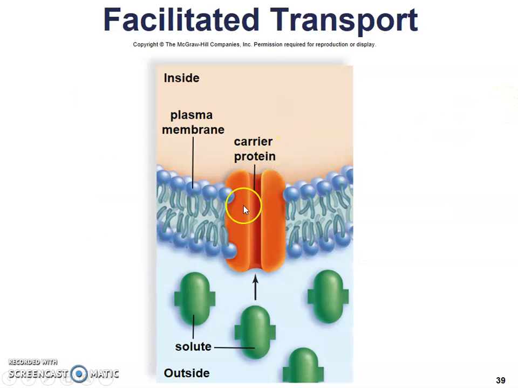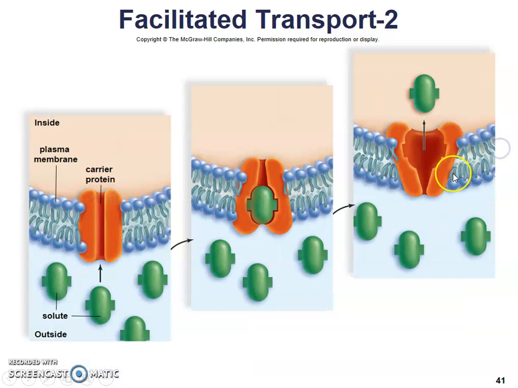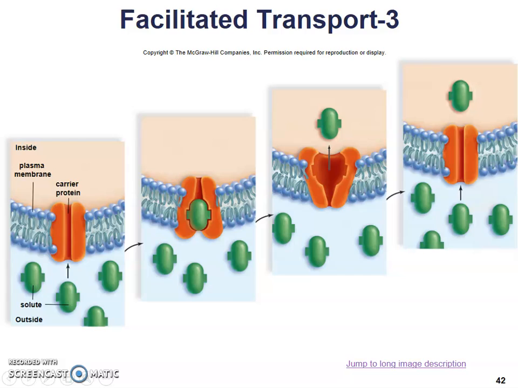So here we have a carrier protein. Here is our solute, the thing that is wanting to go from high concentration to low. It will bind with that carrier protein and move through. It doesn't require energy, but these molecules are too large to pass through the membrane without some help. And it will happen over and over again until we get equilibrium. They can move either way through the membrane. So if we had more of them inside the cell and they needed to get out, they could do that too.